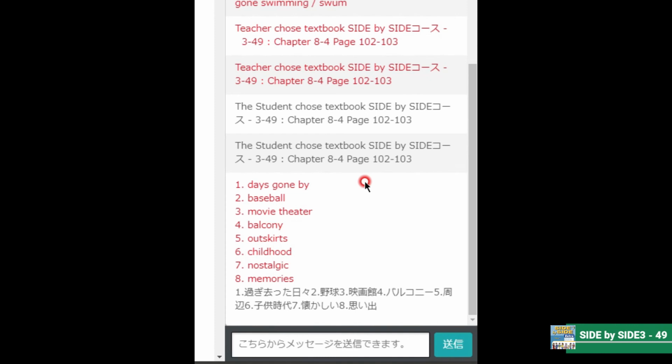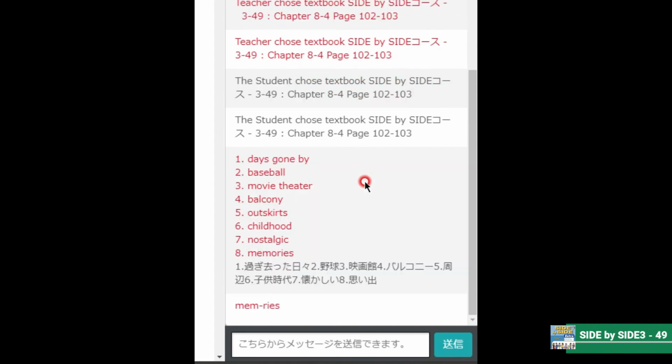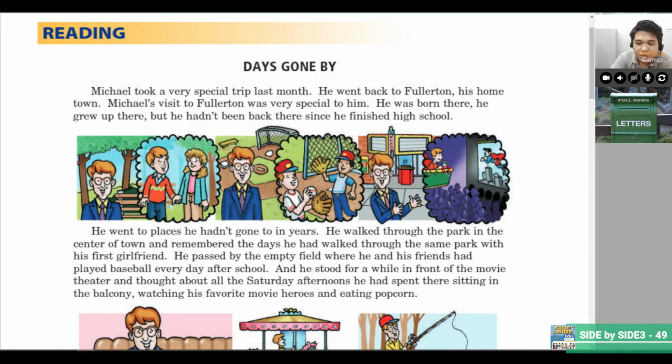Nostalgic. Memories. You can also remove the O. You can just say memories. Just like this. Memories. Okay. Do you understand all the words there from 1 to 8? Do you know what's outskirts? Yes. Okay. Outskirts is the outer part of the city. Or, you know, like the countryside or something.